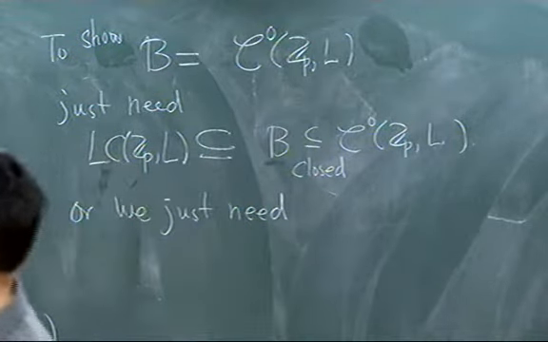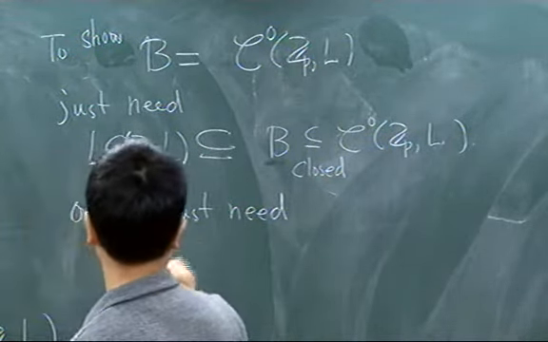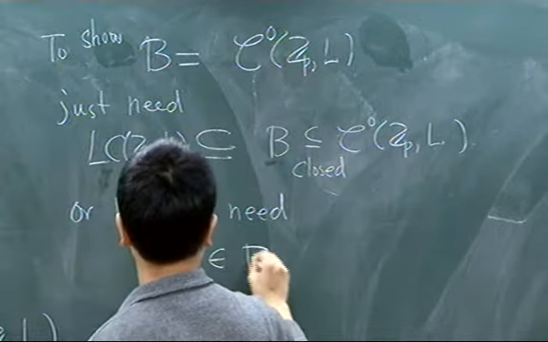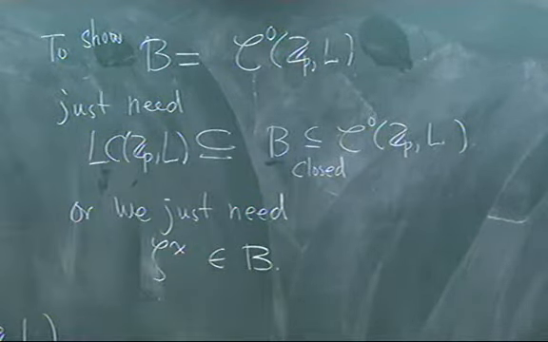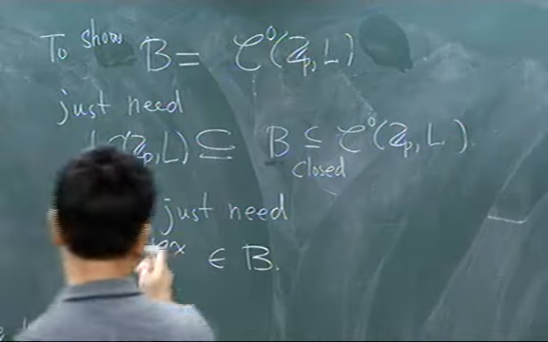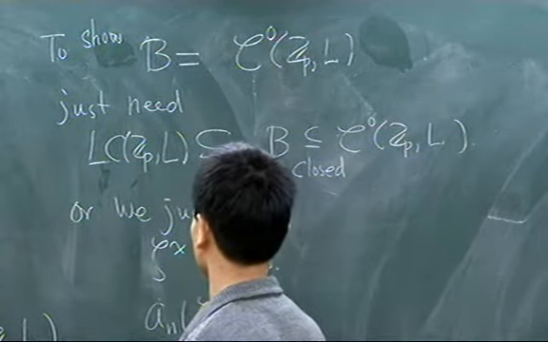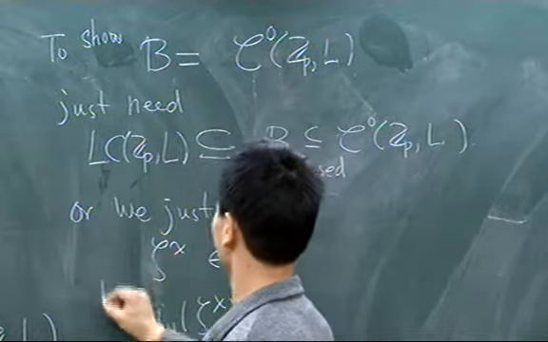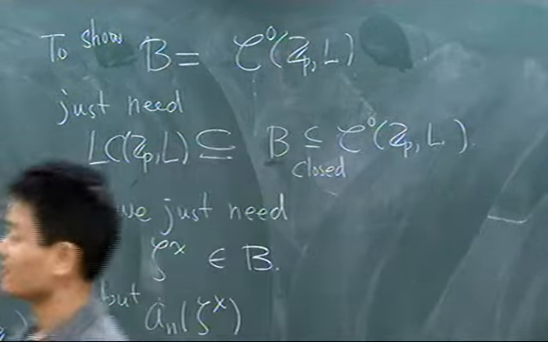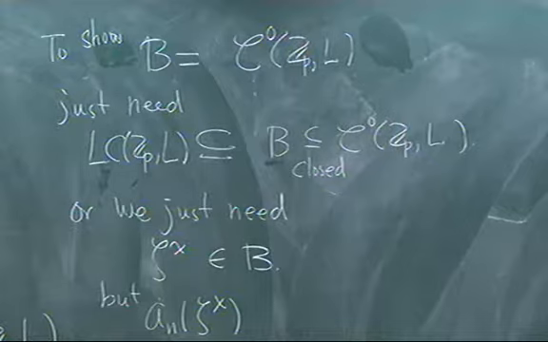We just need this ζ_x is contained in B, because B is generated by ζ_x. So you just need this d_x to be contained in B. But what is a_n(ζ_x)? This is by definition. D_x is just this. So a_n(d_x) is just (z minus 1) to the power n.